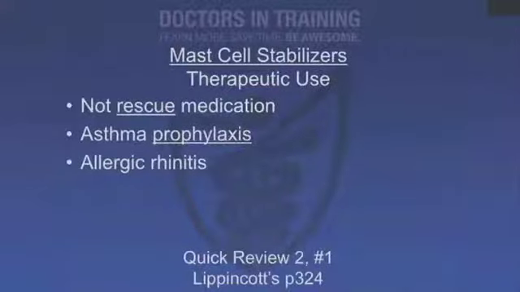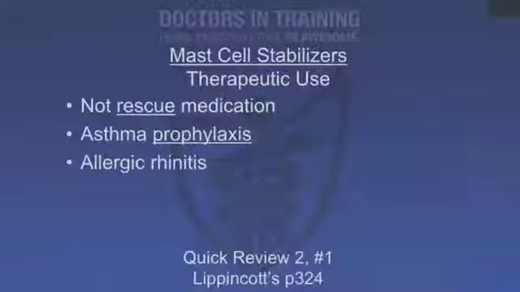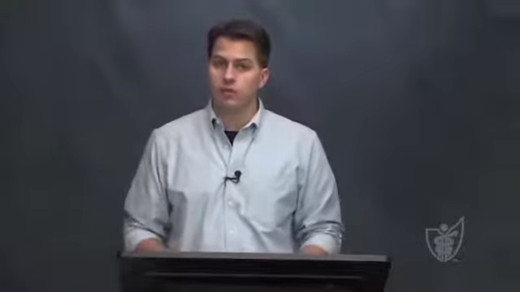Are these rescue medicines? No. They're more preventive medicines. They prevent asthma exacerbations. So asthma prophylaxis. Now one other thing, these drugs can also be dosed intranasally in the treatment of allergic rhinitis as well. So cromolyn in particular is over the counter, and you can take that 3 times a day to help relieve your allergic rhinitis.